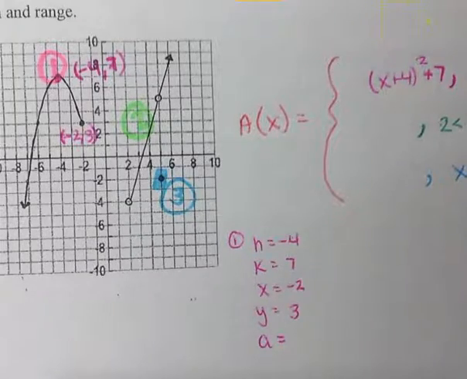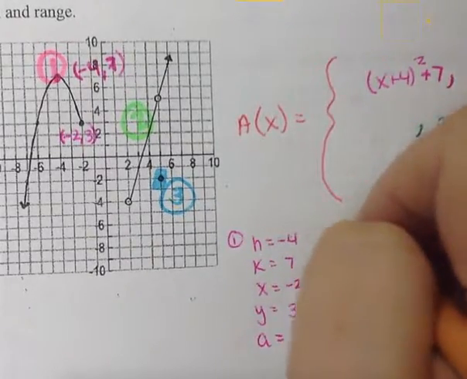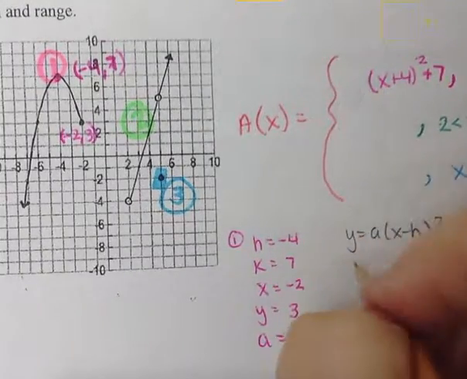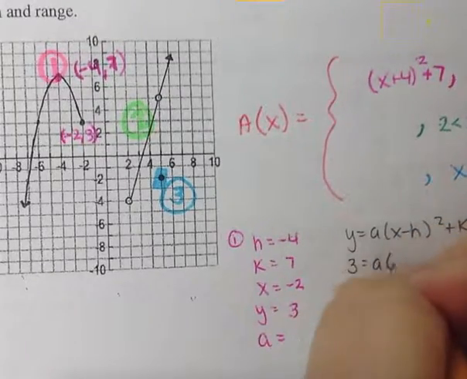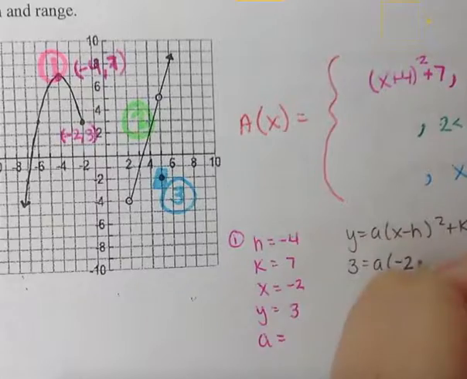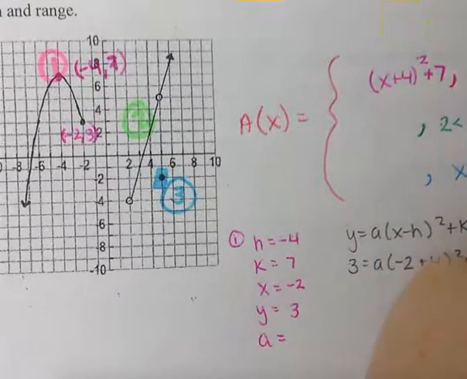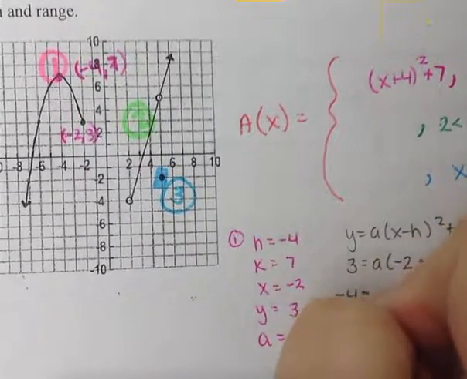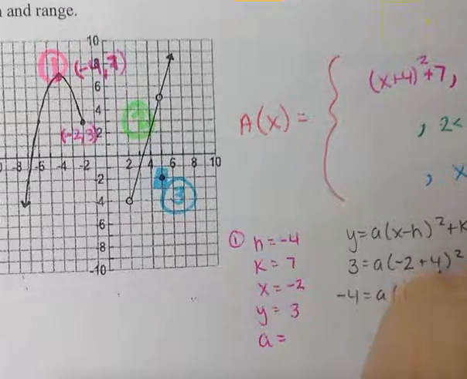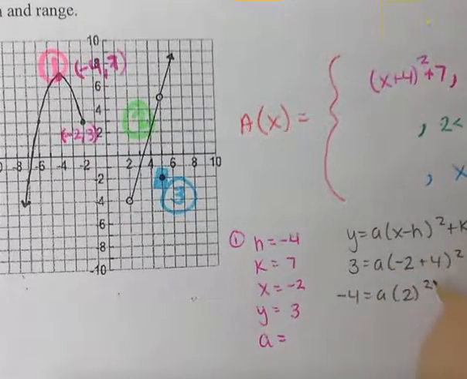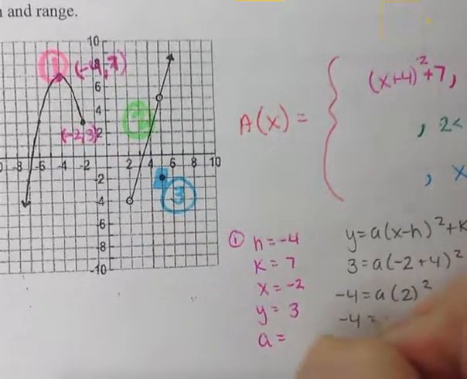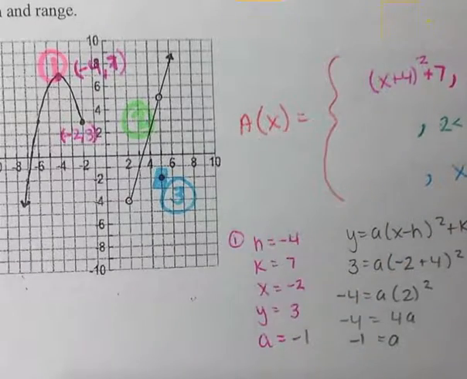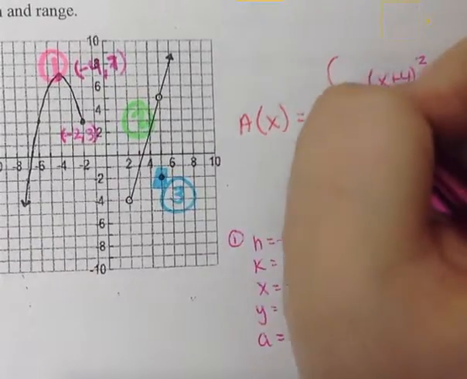That's when we do our math. We know the general form: y equals a(x minus h) squared plus k. So we're plugging them in. We have 3 equals a(-2 minus -4, which is +4) squared plus 7. Go ahead and subtract the 7 over, so it's going to be -4 equals a(-2 plus 4, which is 2) squared. So we'll have -4 is equal to 4a. So a is equal to -1. So we have our a value of -1. We can just put that in here, -1.